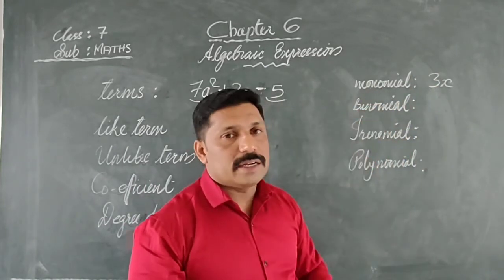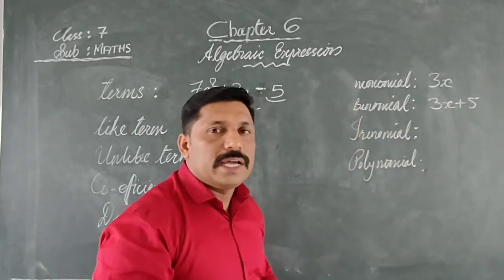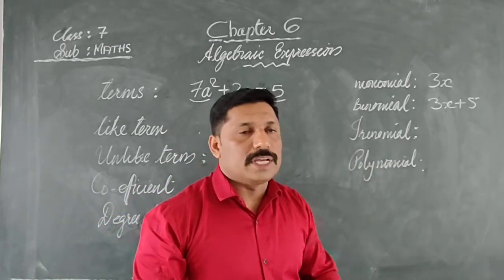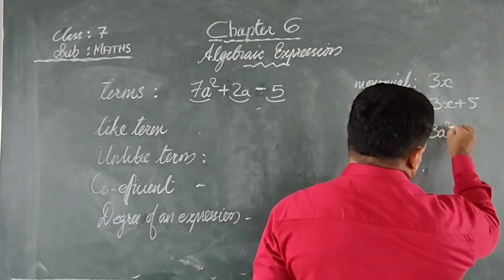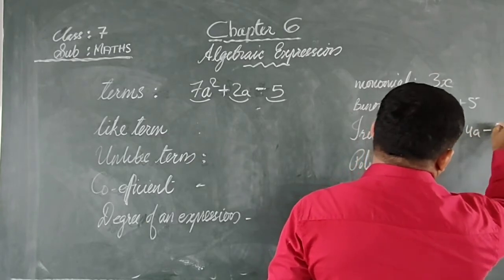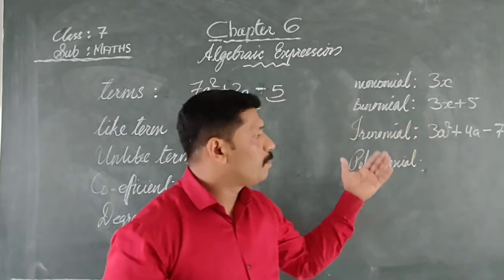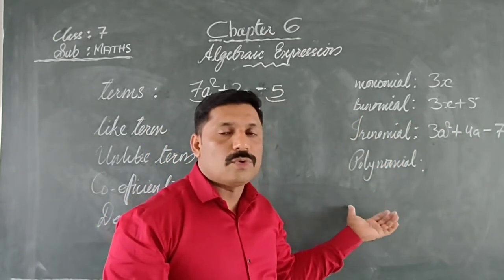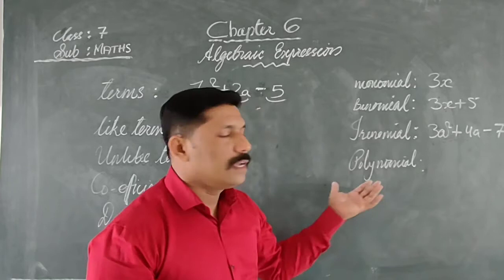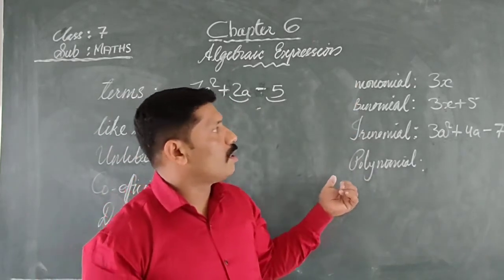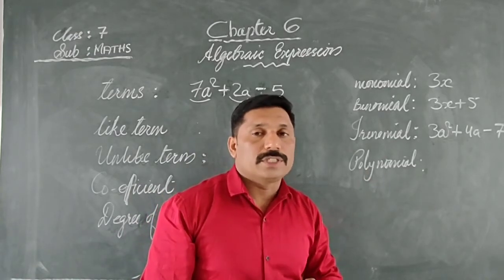Next, binomial. In a binomial there are two terms, 3x plus 5. Here two terms. So an expression having two terms is called a binomial, and a trinomial means an expression having three terms, 3a square plus 4a minus 7. This is a trinomial because there are three terms. And polynomial, generally any expression having two or more than two terms is called a polynomial. So these are the different categories of polynomials on the basis of the number of terms in an expression.